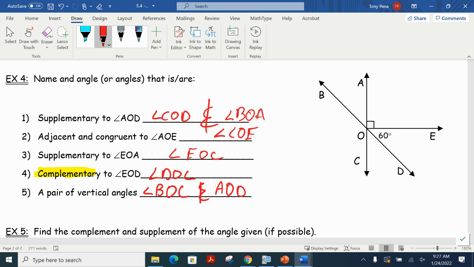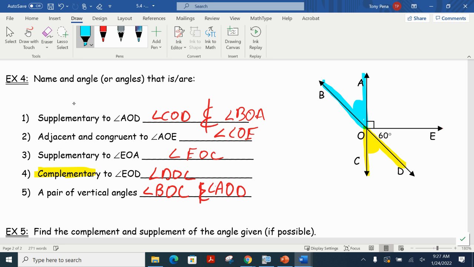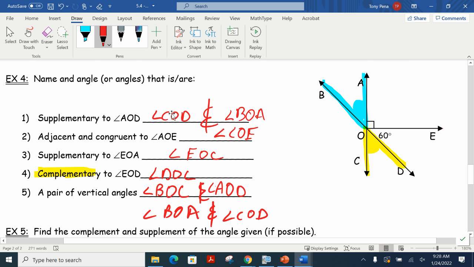BOA and COD. So he said BOA and then COD. Good. Because this is a continuous line here, the blue and the yellow, the blue and the yellow. So now this angle here is directly across from this angle here. So he said BOA, and angle COD. All right, good.